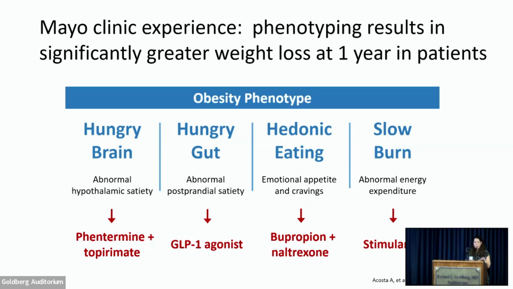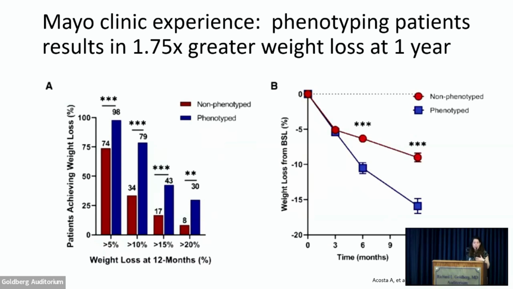So they grouped people into 4 categories. Hungry brain is that people don't have good central satiety, and they put those folks on phentermine and topiramate. Hungry gut, so those folks had abnormal postprandial response. They didn't have a good release of GLP-1 or GIP endogenously. They got GLP-1 agonists. Hedonic eating is the people with emotional appetite, food cravings. They got bupropion and naltrexone. And then slow burn was the people who were felt to have low energy expenditure, and they got put on stimulants. And so this actually resulted in almost 2 times greater weight loss at 1 year when people were matched and, quote, phenotyped to what type of issue they had.